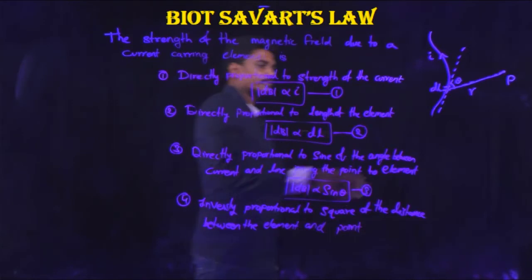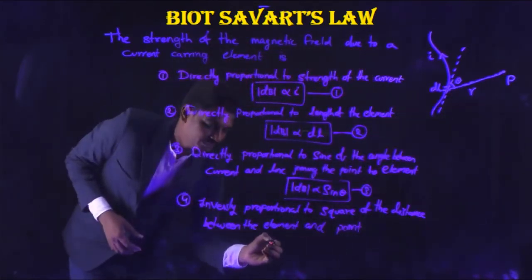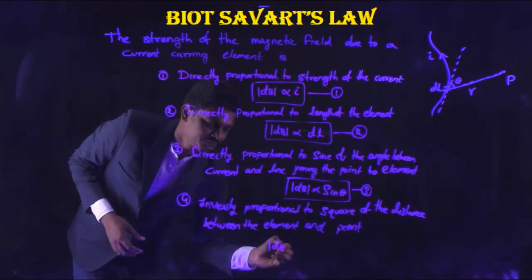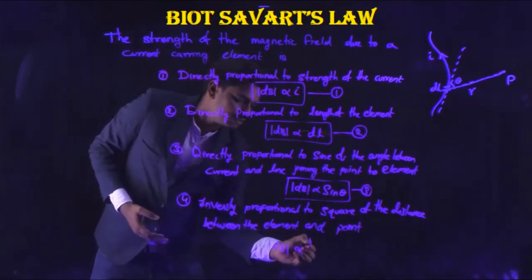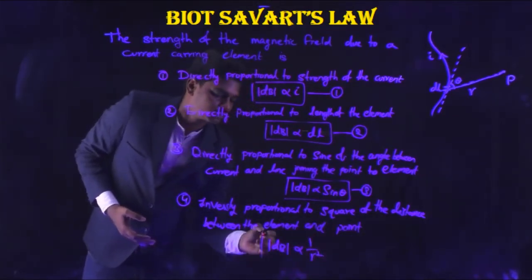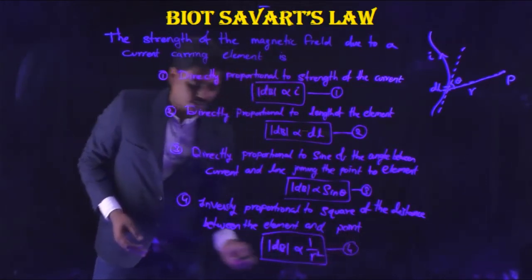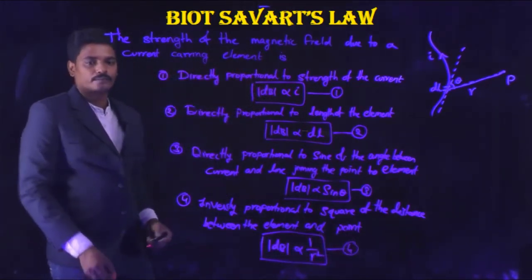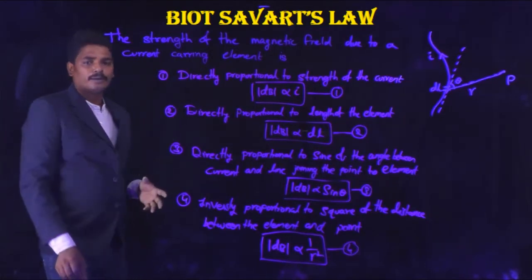What is the distance between the element and the point? It is nothing but r. So mod dB is proportional to, as it is said, inversely proportional, 1 by the square of the distance, that is r square. So mod dB is proportional to 1 by r square. Let it be equation number 4. This is the statement of Biot-Savart's law.